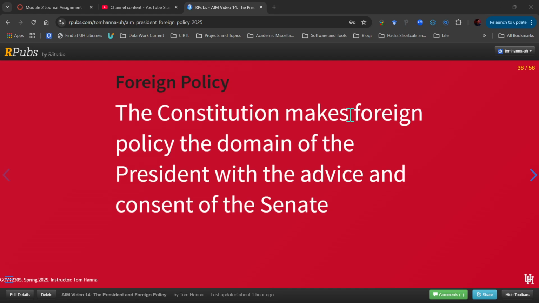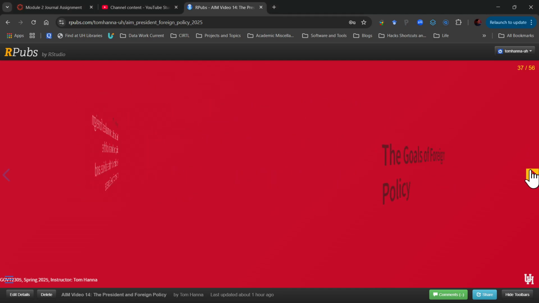I'm going to start up with foreign policy, the end of the presidential powers talk. The Constitution makes foreign policy strictly the domain of the president with the advice and consent of the Senate in almost all cases. The roles for other branches of government or the full Congress, including the House of Representatives, is pretty limited. So when I say this, why do I say this?